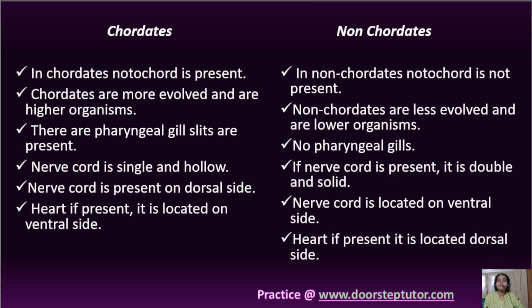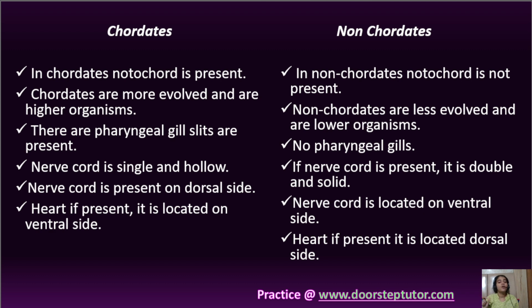Now, the organisms who are chordates, who have a backbone, that rod-like structure present in their body, are more evolved and are higher organisms. While the organisms who don't have a notochord are less evolved and are lower level organisms. Apart from this, another characteristic of chordates is that they have pharyngeal gill slits, while in non-chordate organisms, these gill slits are not there.